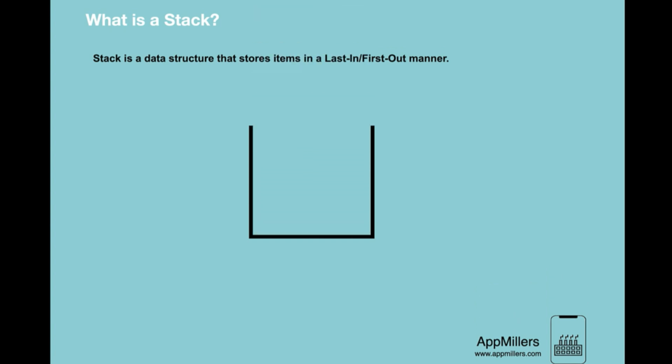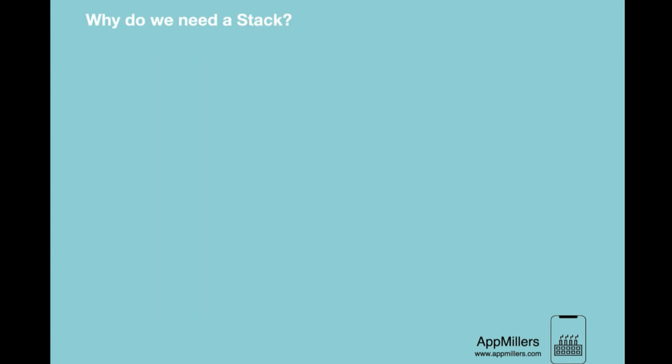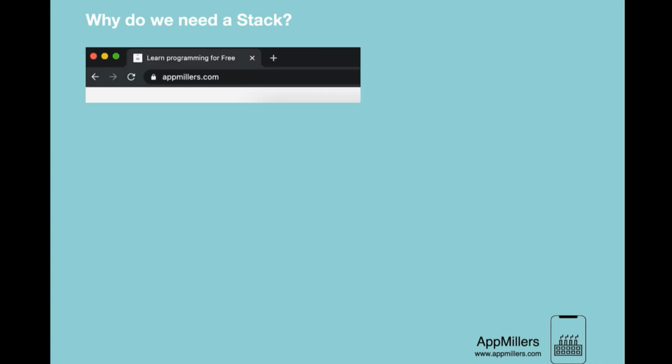So now hopefully you have understood what exactly is the stack data structure. Now let's see why we have a stack data structure and why do we need it. We need a stack data structure whenever we need a functionality in our application that utilizes the last coming data first. The classical example for stack data structure is the back button in the browser.